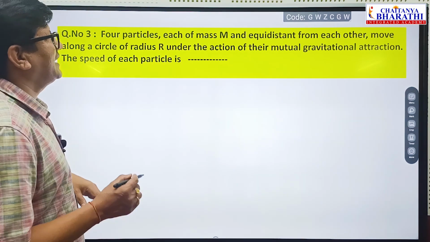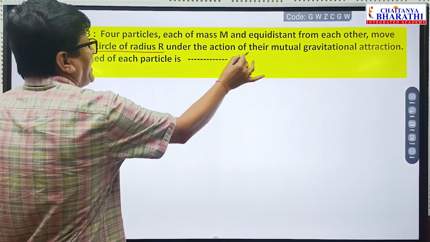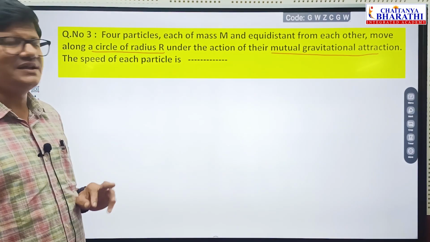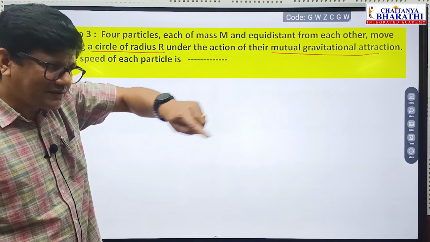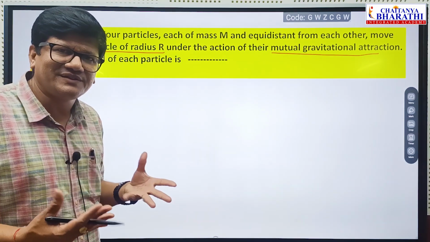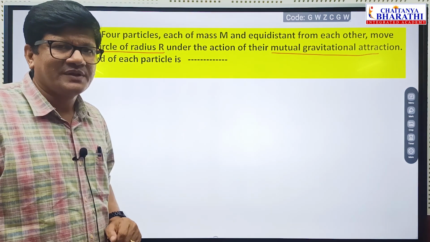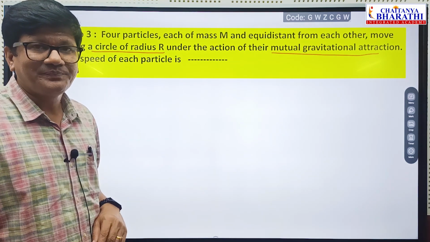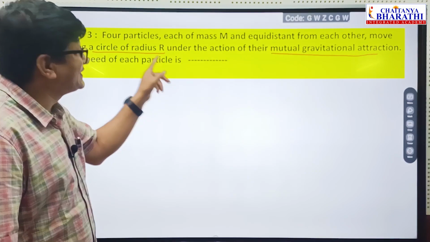Here, in the question, they are moving along a circle of radius R under the action of mutual gravitational force. If these 4 particles are rotating in a circle, they are rotating due to which force? Gravitational force. What is the logic? If they are moving in a circular motion, centripetal force is required. Who provides that centripetal force? It is provided by the gravitational force of attraction between the particles. So that is the logic in this question.